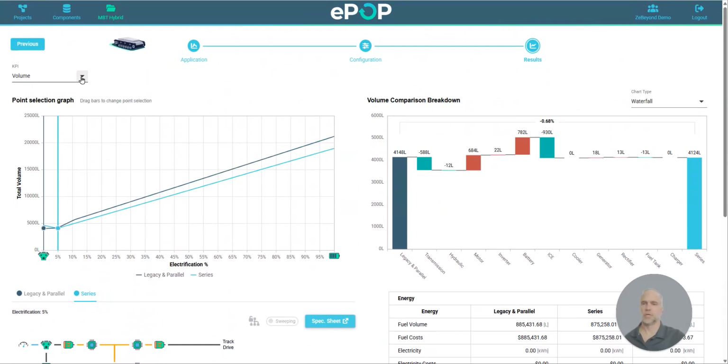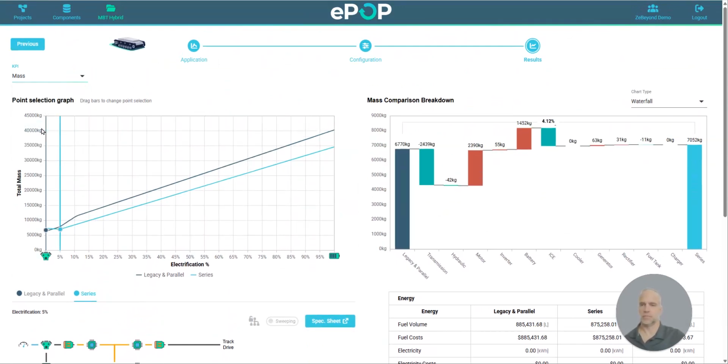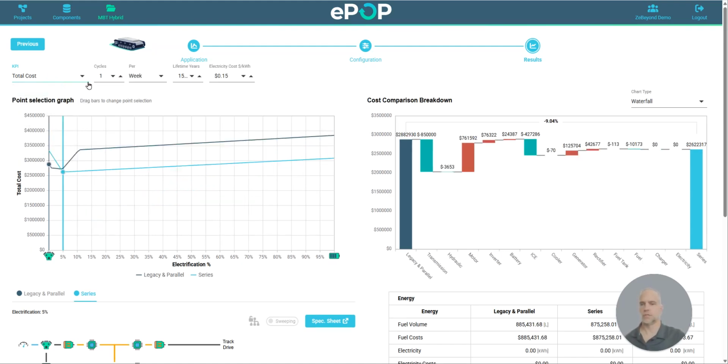electrification spectrum. But volume is just one characteristic. Mass here, actually the mass doesn't take too much of a hit, really similar to the legacy, but would start going up from here. But then cost is always an important KPI to look at. So here's interesting results of the legacy cost, and these are the total cost of ownership conditions. I'm including 15 years of doing this cycle once a week for this 15-year life.